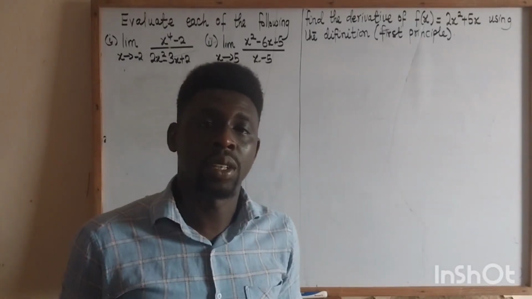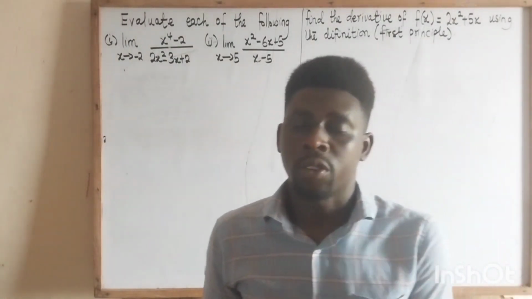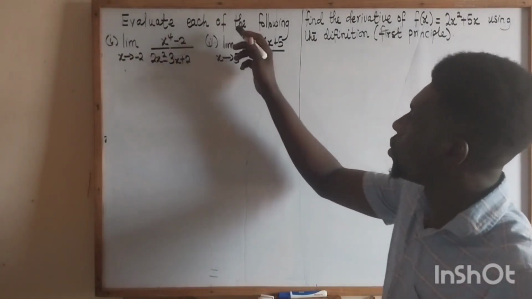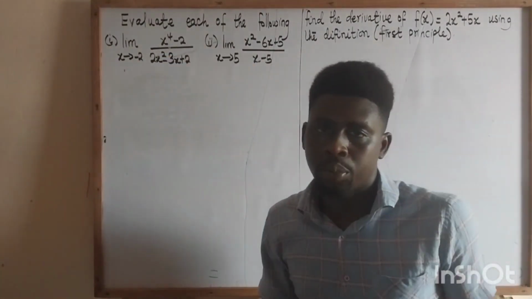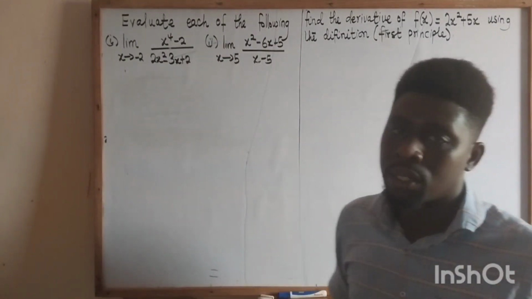In our lesson today, we are solving examples or questions on limit of functions and differentiation. On the board here, I have: evaluate each of the following. The limit of this function as s approaches -2. The limit of this function as s approaches 5.